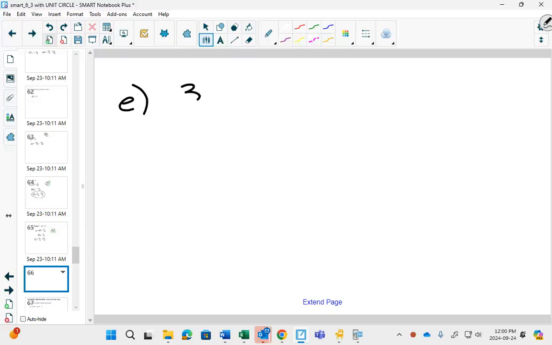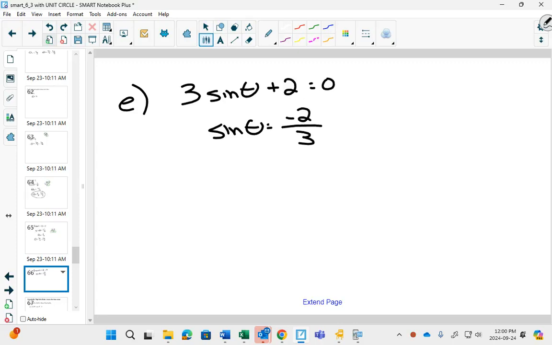I could have 3 sine theta plus 2 equals 0. And I would get sine theta by itself by moving the 2 over and dividing by 3. And then I would ask myself, is 2/3 one of the ones we labeled on our unit circle? It is not. This requires this to be a calculator question. As a calculator question, we find our reference angle by doing sine inverse.